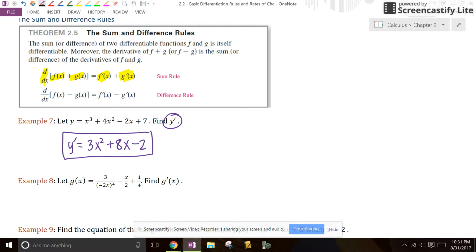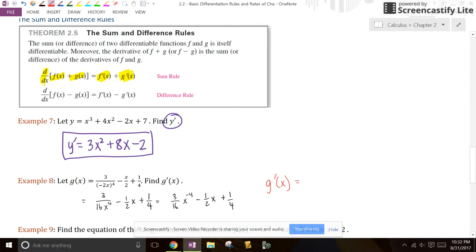How about the next one? I see that one as 3 over 16x to the 4th, right? Because it was 2 to the 4th, x to the 4th, minus 1/2 of an x plus 1/4. So I didn't do any derivatives or anything yet. I just kind of rewrote it. And in fact, I'll even make that 3/16 x to the -4 minus 1/2 x plus 1/4. So I just cleaned it up a little bit. So now I could find g prime, and that should be wonderful.